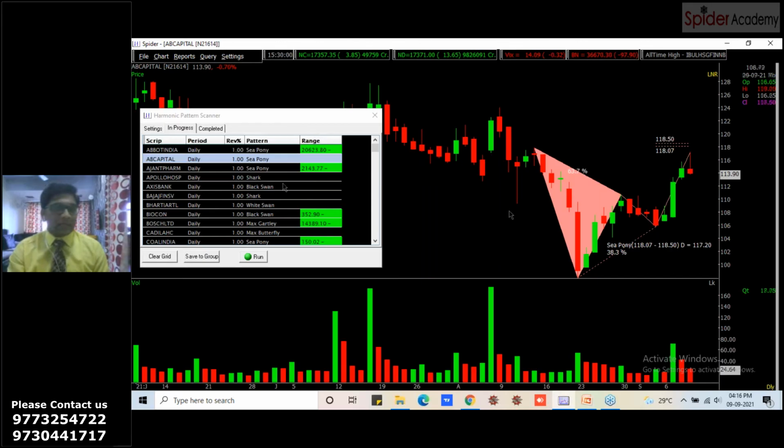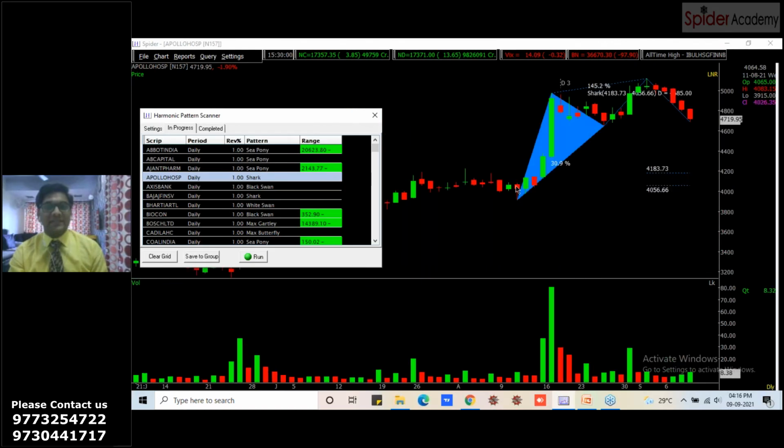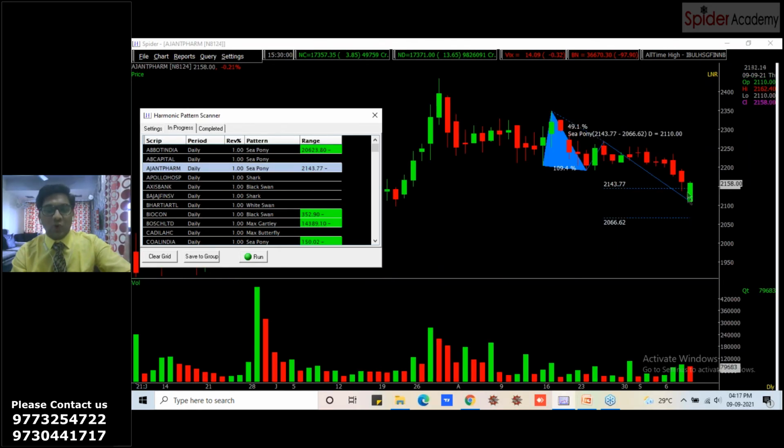In the same way, we have a second example, Apollo Hospital. Here we can see it is forming a bullish harmonic pattern, and when it gets completed, it will be at 4183 and 4056. So this is the level where it can have a reversal to move upside. Right now we can also see some scripts mentioned with a highlighted range over here. Why are those highlighted? As I click on Ajanta Pharma, we can see Ajanta Pharma has already come into that range. Because of that, those particular scripts are highlighted.